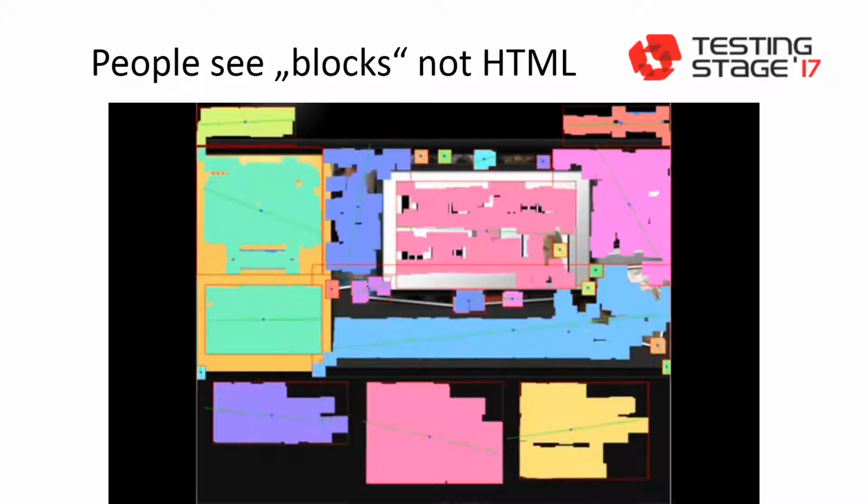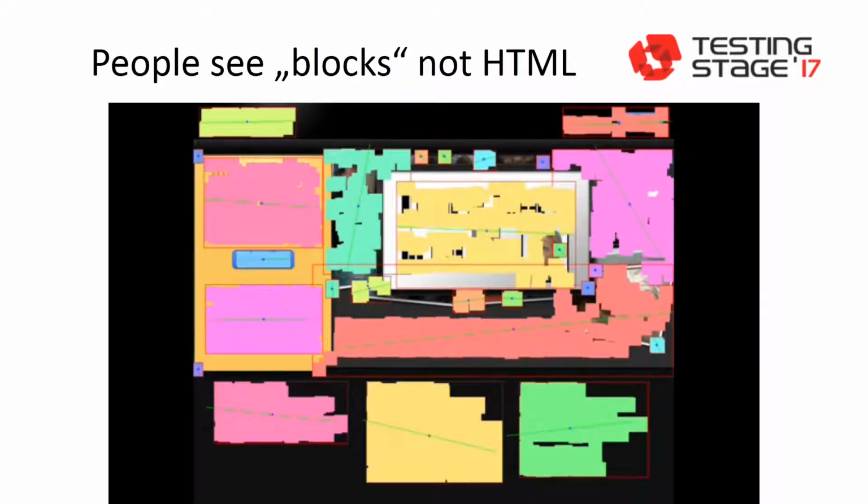Then we started looking at, okay, we can't use HTML to cut things up. So how do people actually do layout testing in the rare occasions when they do detect bugs? And what we found out is that people don't look at websites as HTML, because in HTML you've got a lot of layers. They look at blocks. So we took rendering and we used a technique which in computer vision is called segmentation.